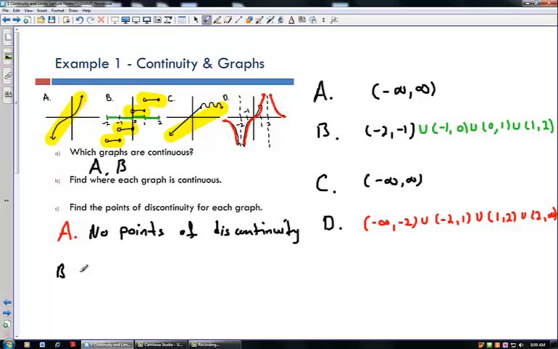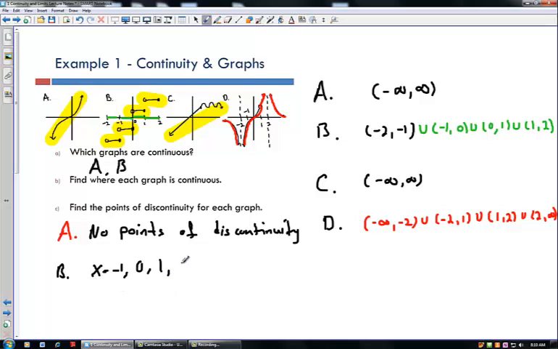And then for B, I would say for sure, if you look here, there's definitely a jump at x equal -1. So x equal -1 is definitely a point of discontinuity. There's also a jump from here to here at x equals 0, so also x equals 0. And there's an obvious jump at x equal 1 from here to here. So I'd say these are for sure all points of discontinuity.